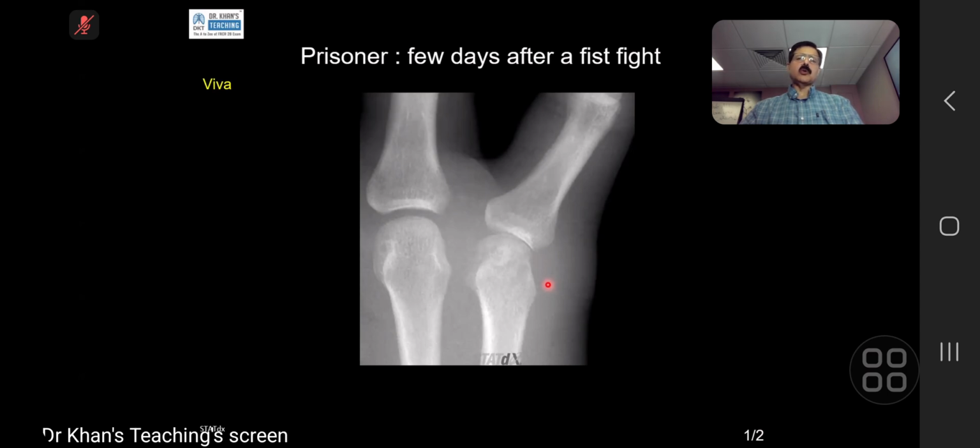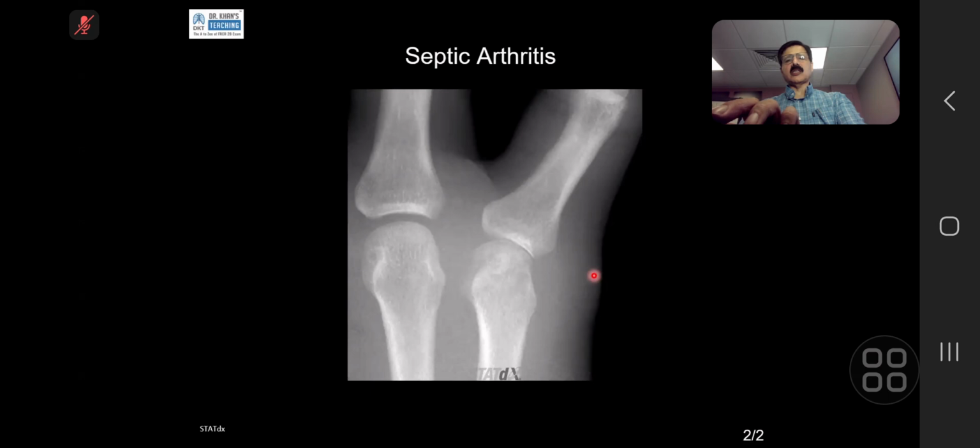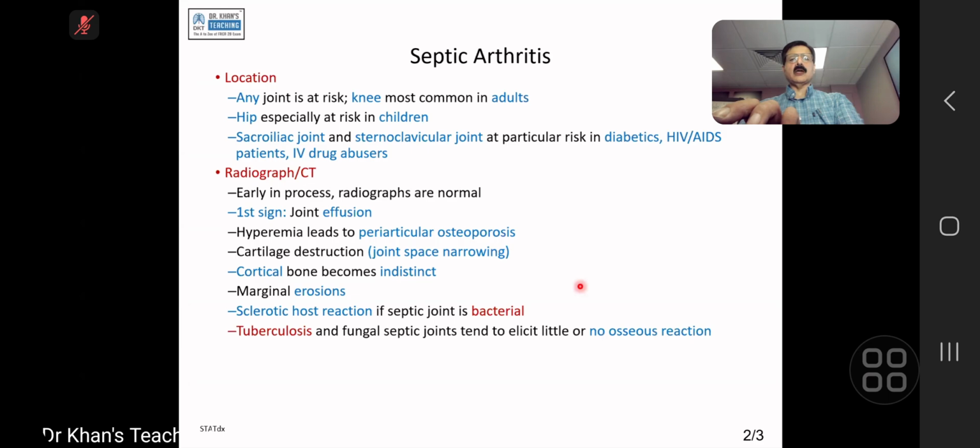So in a pediatric group, initially the joint space can enlarge. Why? Because of effusion. But once there is cartilaginous damage, then it will reduce. And then there is a soft tissue component. So this is septic arthritis of the metacarpophalangeal joint. Here we will skip this.